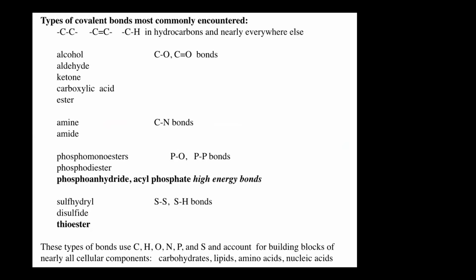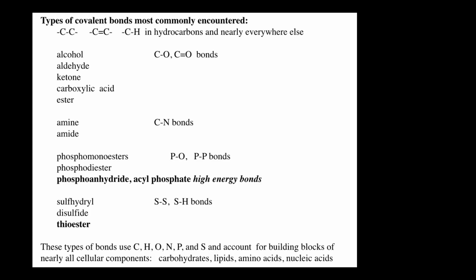But just to very briefly remind you that you can understand almost everything about the covalent chemistry of most stuff in the cell just by knowing the different kinds of carbon-carbon, carbon-hydrogen, and carbon-oxygen bonds that exist. So if you remember what alcohols, aldehydes, carboxylic acids, and esters are, you're very far on the way to understanding the covalent chemistry of most of the biological macromolecules. Same with carbon-nitrogen bonds.